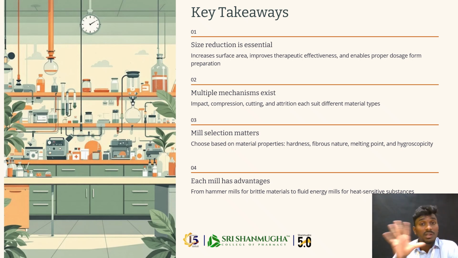Okay. Overall, the key takeaways: size reduction is essential. It increases the surface area, improves therapeutic effectiveness, and enables proper dosage in preparation. Multiple mechanisms exist: impact, compression, cutting, and attrition, and each suits different material types. Mill selection matters, chosen based on material properties: hardness, fibrous nature, melting point, and hygroscopicity. Finally, the advantages of each mill: the hammer mill for brittle material, and the fluid energy mill for heat sensitive substances.